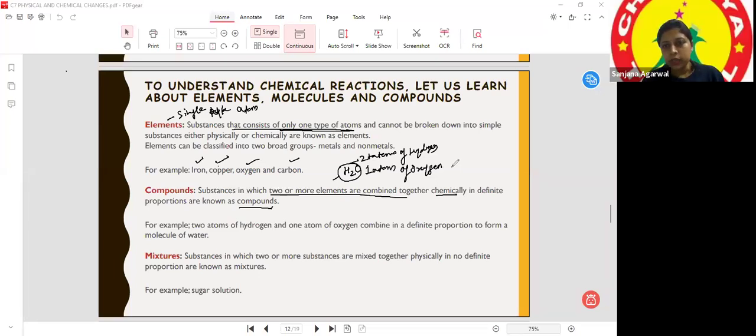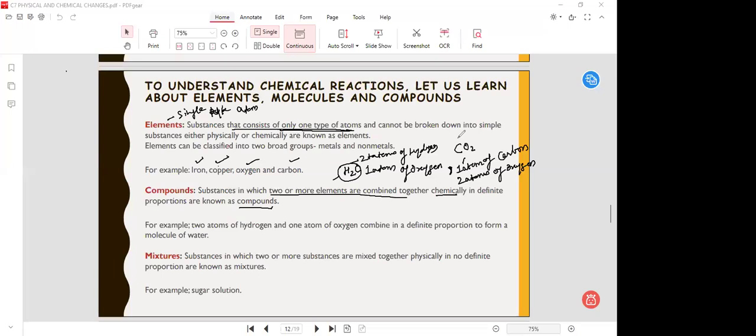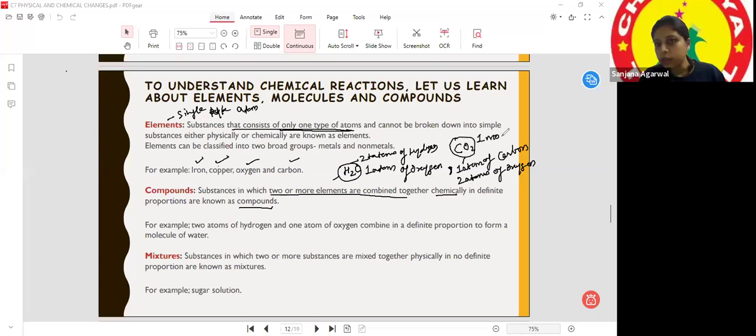Another example I can give you is carbon dioxide, the gas mainly responsible for global warming. CO2. That means a single atom of carbon, when it combines with 2 atoms of oxygen, this molecule will be known as a compound, and trillions of molecules of CO2 will also behave in the same way as a single molecule will behave.